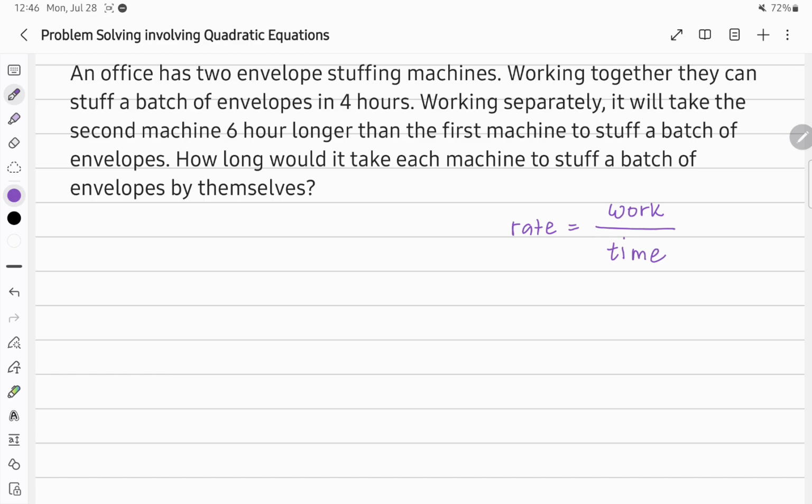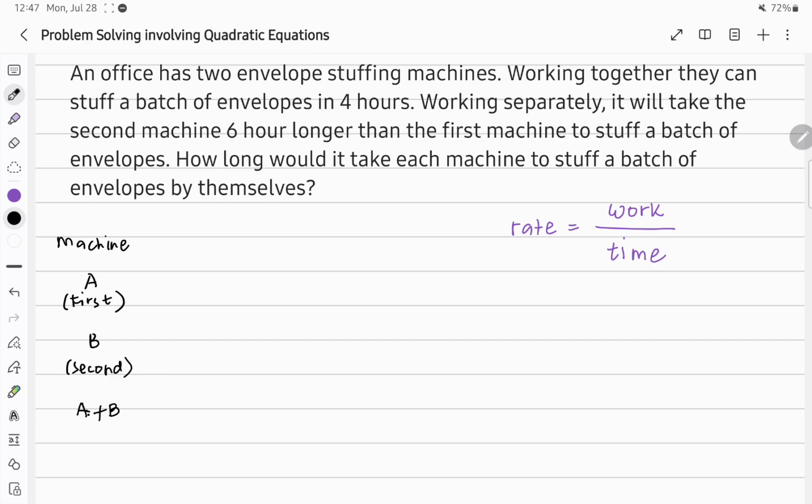Kapag ganito ang problem, ang usual suggestion ko ay gumamit ng table para hindi ka mahirapan. So, dito tayo. So, machine working. Let natin si machine A as the first machine and then si machine B as the second machine. Then, note natin na, syempre, they are working together. So, A plus B. Yan. So, kapag pinagsama si machine A at si machine B.